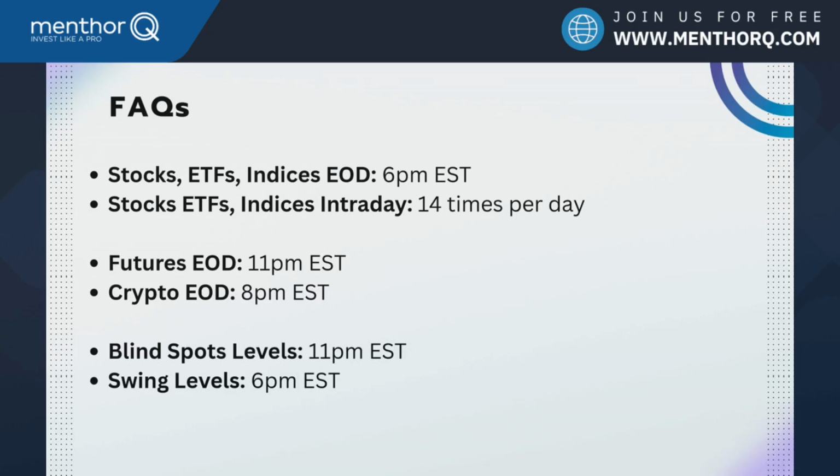We also have our crypto data that updates at 8 p.m. Eastern. And then we have our blind spot levels and swing levels that update at 11 and 6 p.m. Eastern. We're going to talk about blind spots and swing levels in a separate meeting, in a separate call. Today, we're going to focus mostly on gamma levels.